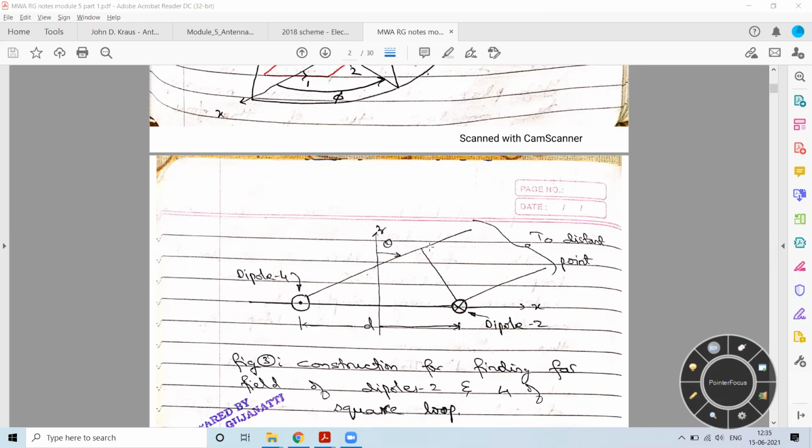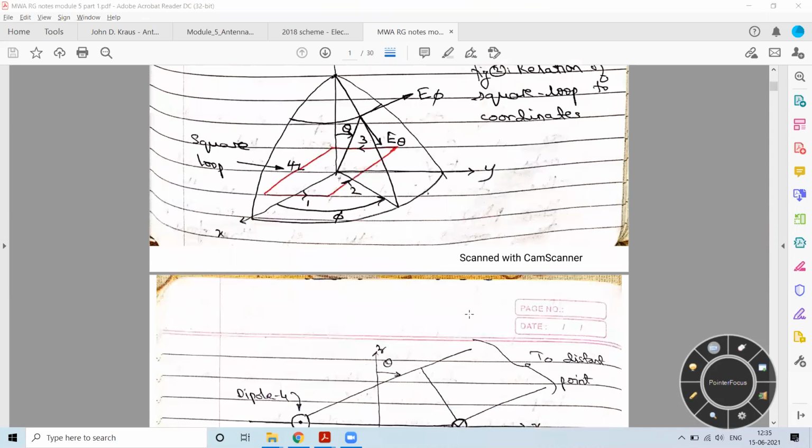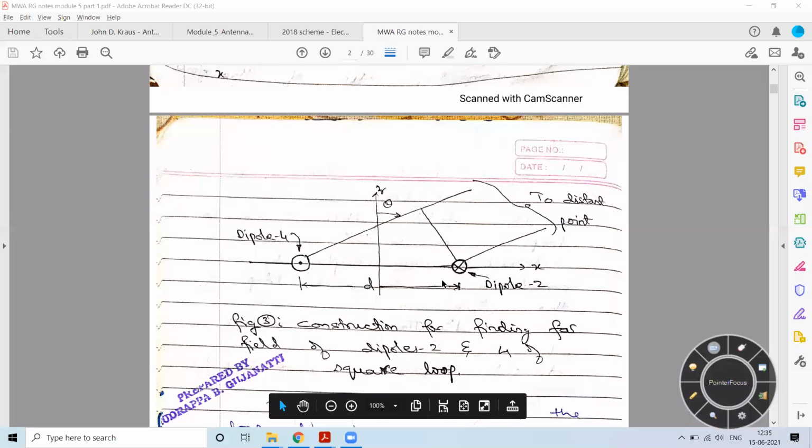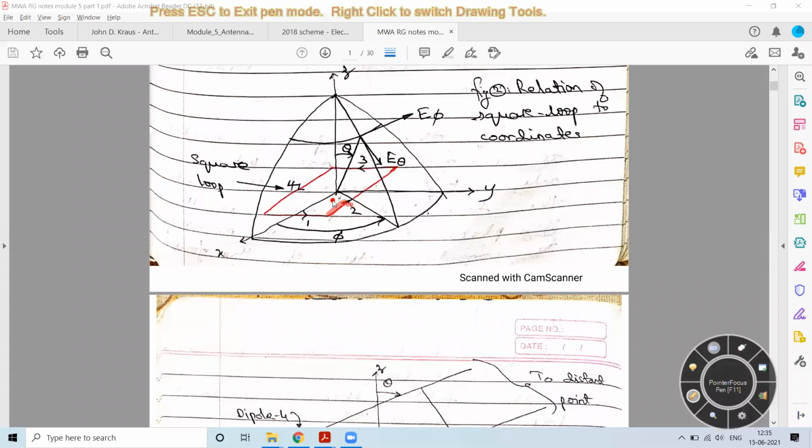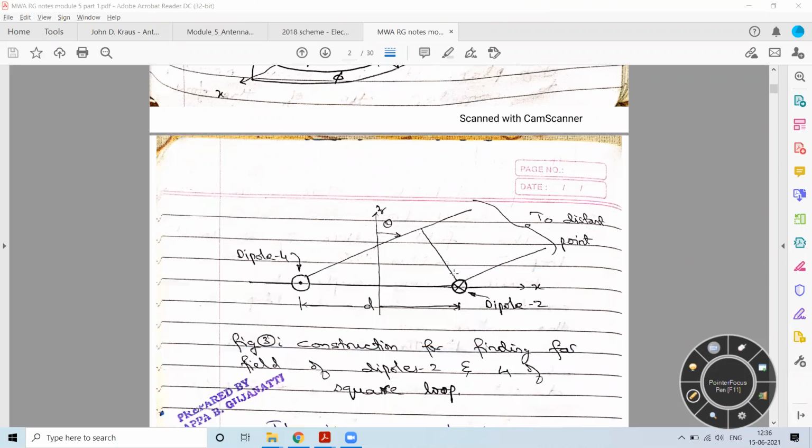Now, why do we have a cross and a dot? If you observe what is happening over here in element 2, current is flowing in this direction, say into the book, and on this side, it is flowing in the opposite direction compared to element 2. So they are opposite to each other. This is flowing out of the book. That is what is represented over here.